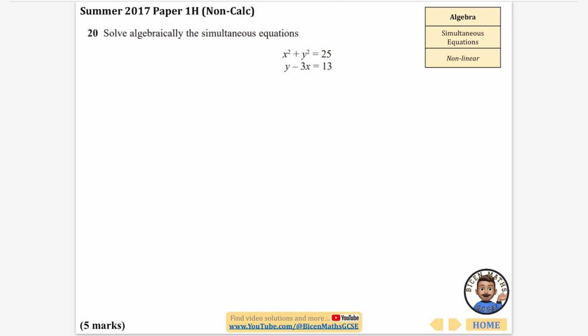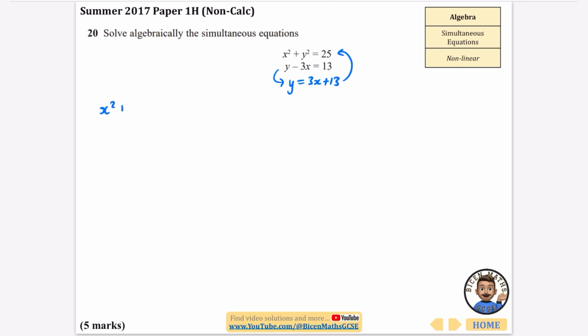So this time it is going to say solve algebraically these simultaneous equations, and because it's non-linear we can't do elimination, so we're only going to do substitution. What I'm going to do is rearrange this one to make y the subject, so that y is equal to 3x plus 13. Then I'm going to substitute that into the top one.